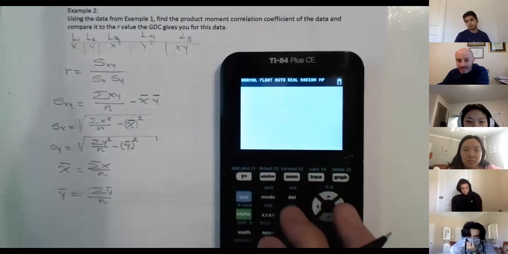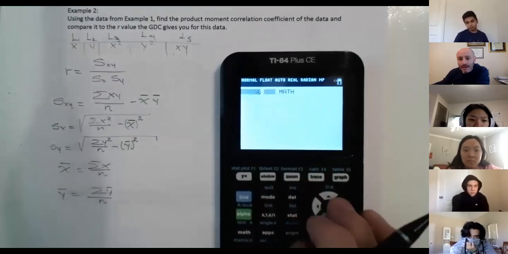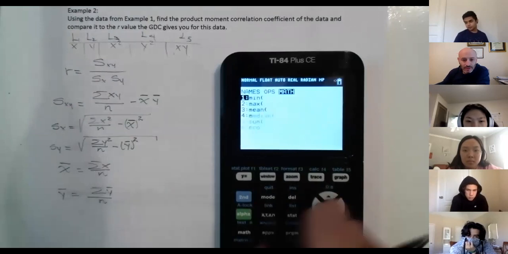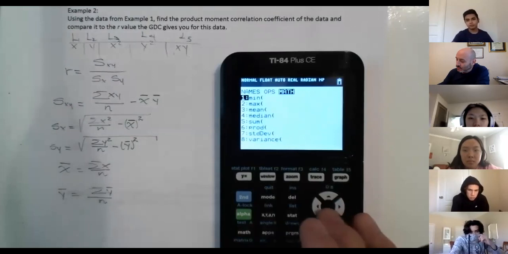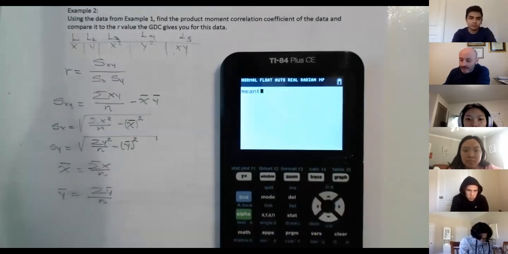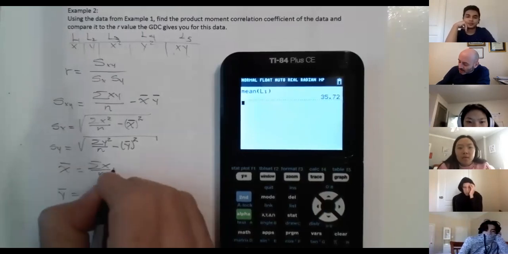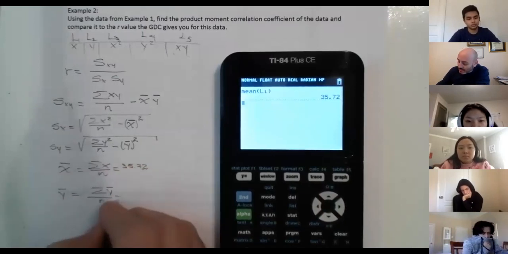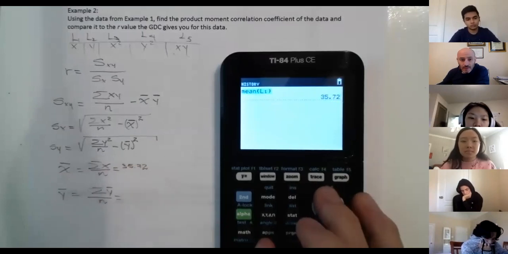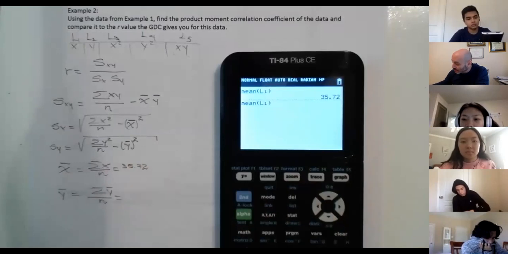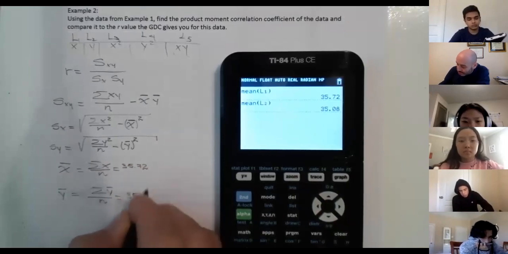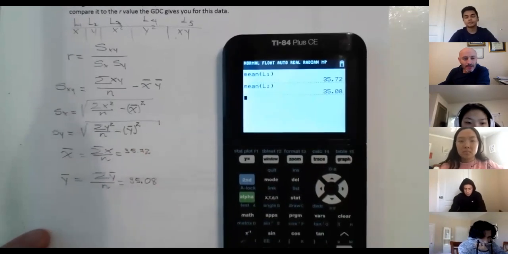I can go to second stat, which is list, and go to math. I'm sorry, no, operations is in math. And then I can find the mean. You see, I can find the mean of L1, which is the mean of the X values, okay? So the mean of the X values is 35.72. In the same way, I can find the mean of the y values, which are in L2. So the mean of that is 35.08. All right, so I have that.